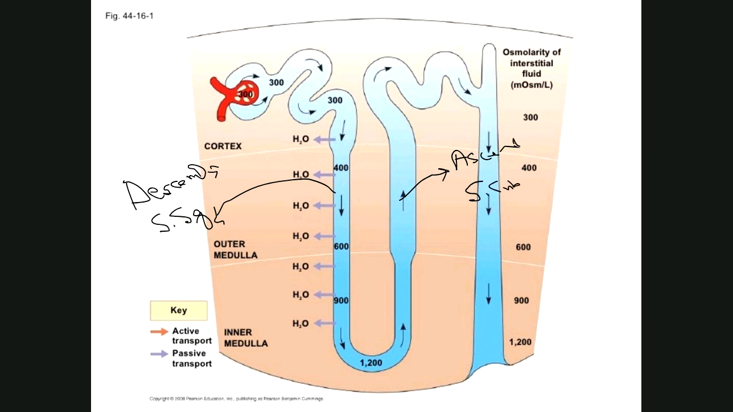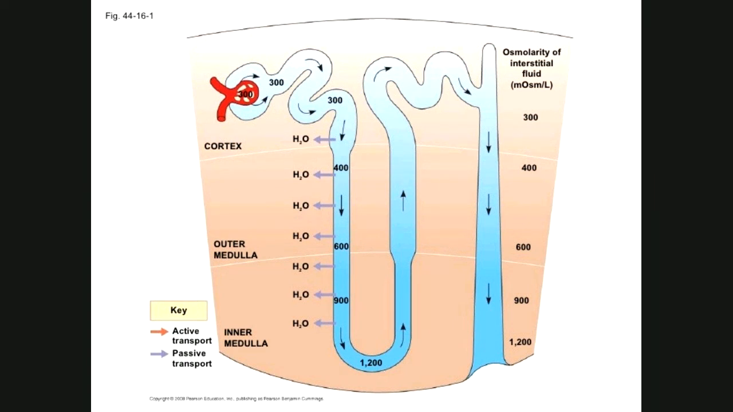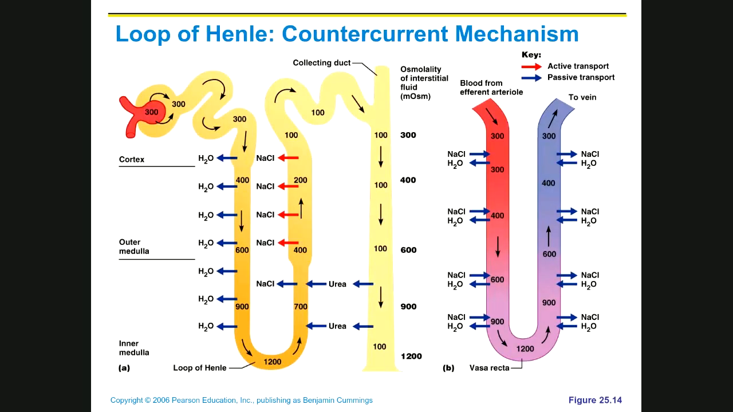And the descending limb is permeable to water. But the ascending limb is not permeable to water. It's impermeable to water. And so the water that went out can't get back in. Makes sense? So the water that went out can't come back in.